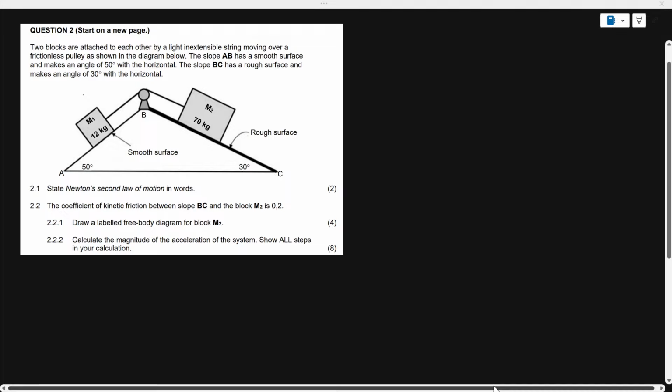So in this video or live stream, we are going to be talking about this question about Newton's second law of motion. By the way, this is from the Gauteng preparatory exam for 2023. So the question goes as follows.